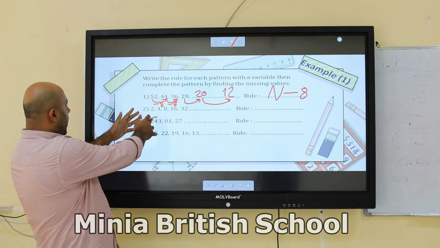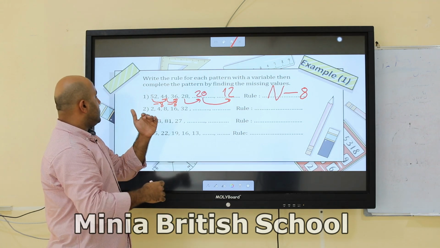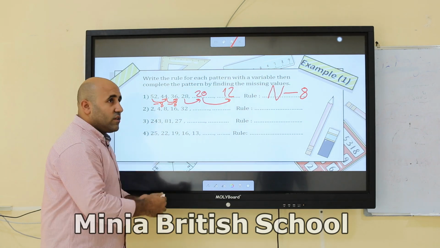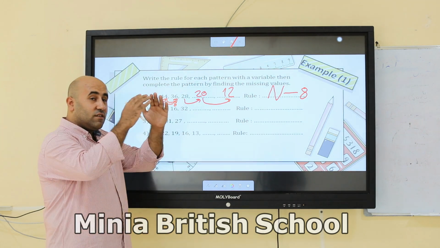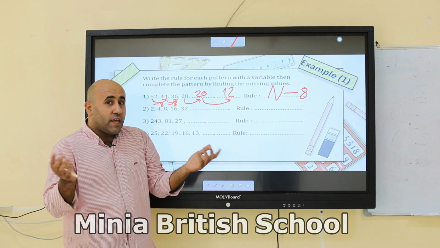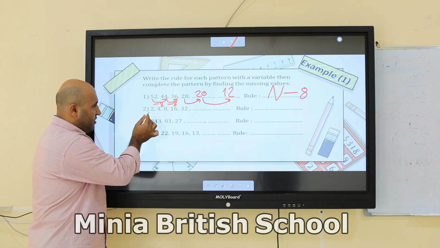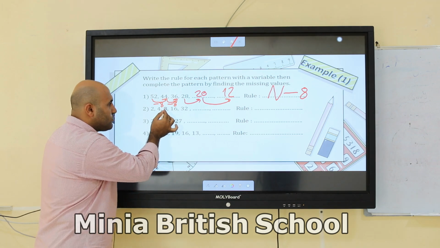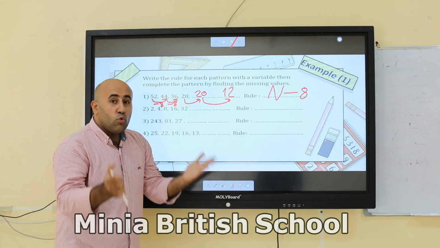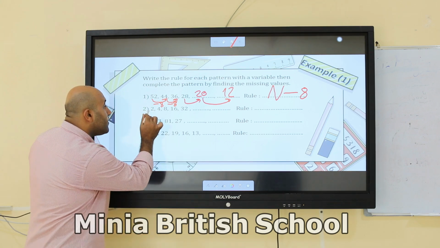Okay, how about the second one? 2, then 4, then 8, then 16, then 32. I think the numbers get increased, so it may be addition or multiplication. You see, I can apply addition. Here is plus 2, and there is plus 4, and there is plus 8, and there is plus 16. There is no specific rule. So let's try multiplication.